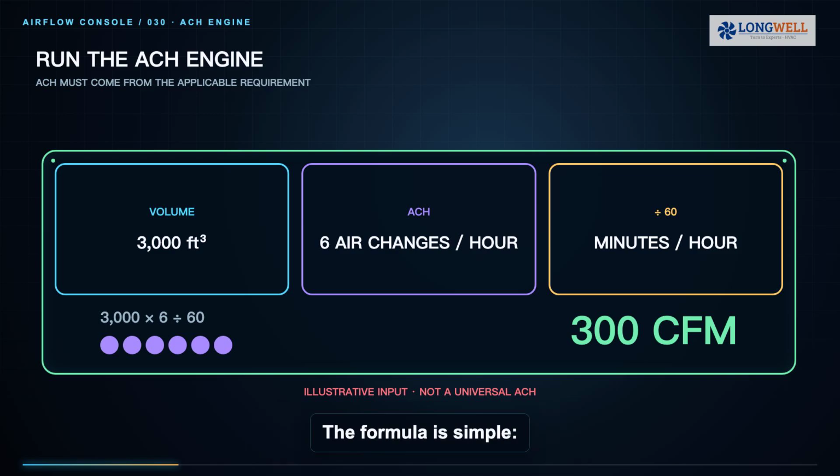The formula is simple: CFM equals room volume in cubic feet, times ACH, divided by 60. It tells you the airflow that replaces an equivalent room volume 6 times per hour, assuming the air mix is well enough for that model to be useful.